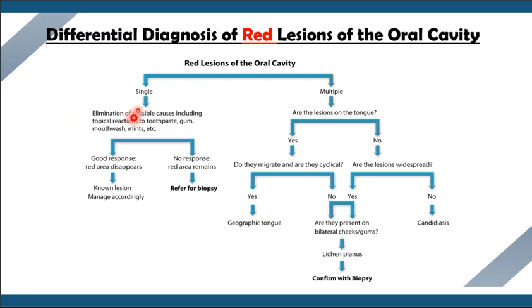If it's single, I will look for a cause, and then I will eliminate the cause and see if there is a good response for this elimination, so I'm managing accordingly. If there is no response, it means I have to do a biopsy.